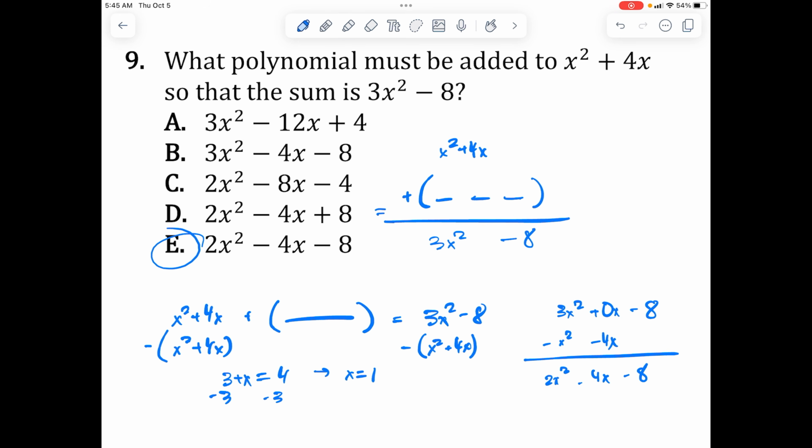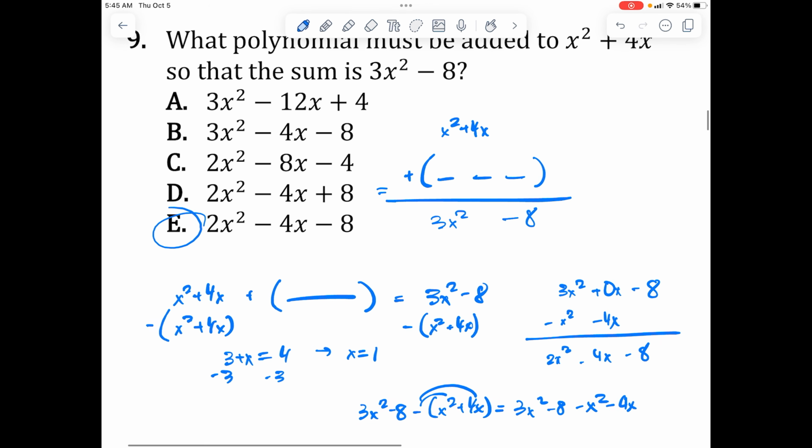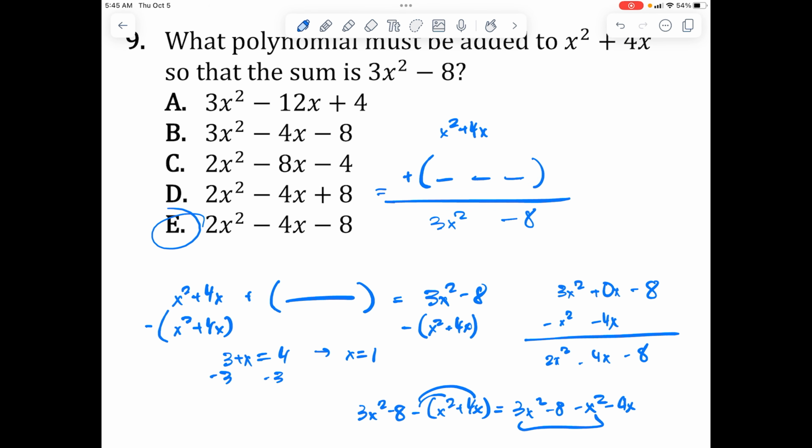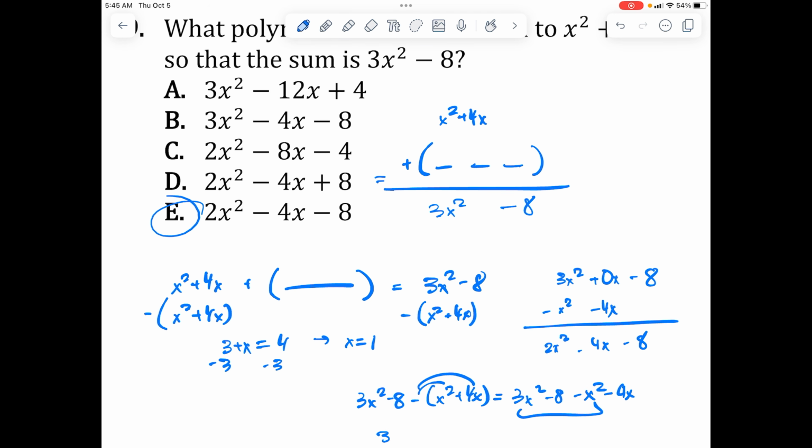You could also, like I said, do everything in line. So 3x squared minus 8 minus x squared plus 4x is going to equal 3x squared minus 8. I'm going to distribute the negative here: minus x squared minus 4x. Again, the only terms to combine are the x squared ones. So it's just going to equal 2x squared minus 4x minus 8. Same thing as that, right? Same thing as this as well.